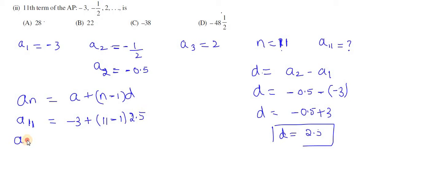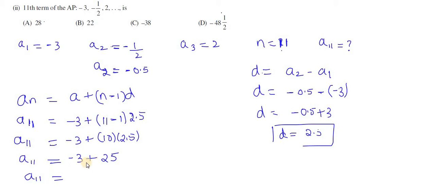What will you get? A11 is equal to minus 3 plus (11 minus 1), 10 times 2.5. Then A11 is equal to minus 3 plus 10 into 2.5, which gives 25. Therefore A11 is equal to 25 minus 3, and 25 minus 3 is 22. So this is the A11 answer, the 11th term. So 22 is option B. Is it clear? I hope all of you understood.